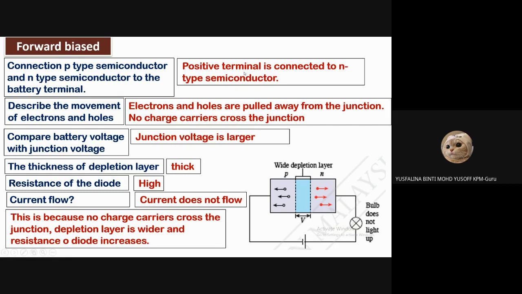So the positive terminal is connected to the N-type semiconductor. You can see here that for forward bias, the P-type must be connected to the positive terminal. But now the P-type is connected to the negative, so the positive terminal is connected to the N-type semiconductor. That shows it is a reverse bias. Then describe the movement of the electrons and holes. The electrons and holes are pulled away from the junction. No charge carrier crosses the junction. It's simply like that.